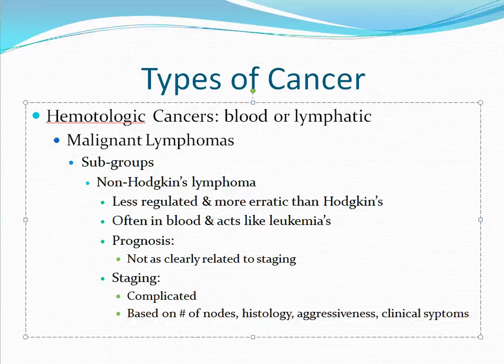The second subgroup is non-Hodgkin's lymphoma. This is less regulated and more erratic than Hodgkin's. It too often enters into the blood and acts like leukemias. The prognosis of non-Hodgkin's is not as clearly related to staging as Hodgkin's is. The staging here is more complicated. It is based on the number of lymph nodes involved, the histology, aggressiveness of the tumor, and clinical symptoms.